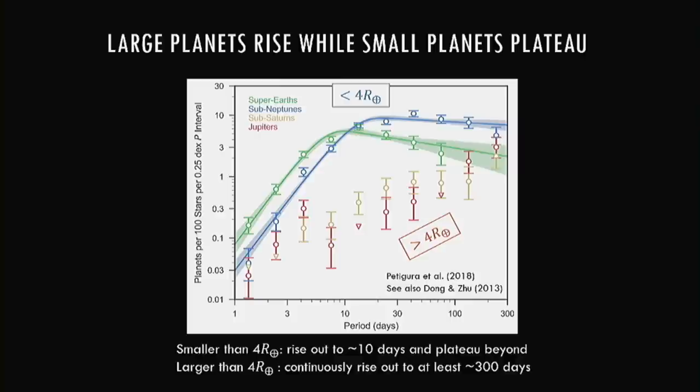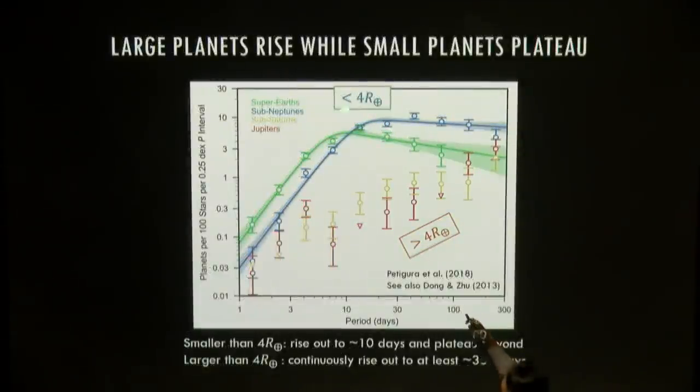Unfortunately, like other fields of astronomy, exoplanets also suffer from some taxonomy. But just think of this green and blue as planets smaller than 4 Earth radii, and the yellow and red as planets greater than 4 Earth radii. Immediately, what really struck me is that they look so different from each other. There's something special about this dividing line of 4 Earth radii. This plateau, break and falloff can be explained by the in situ formation with the disk truncation at co-rotation. But what's going on with this continuous rise of these large planets?